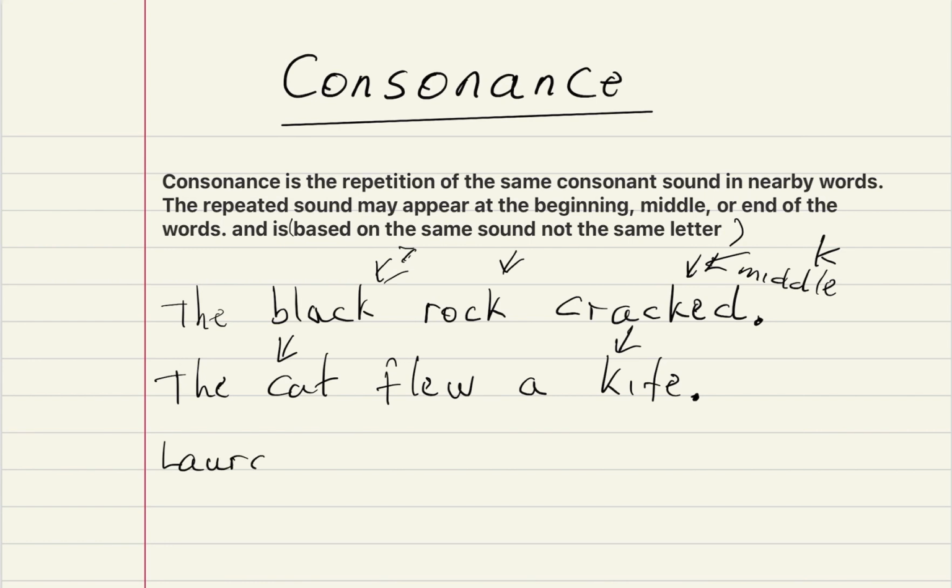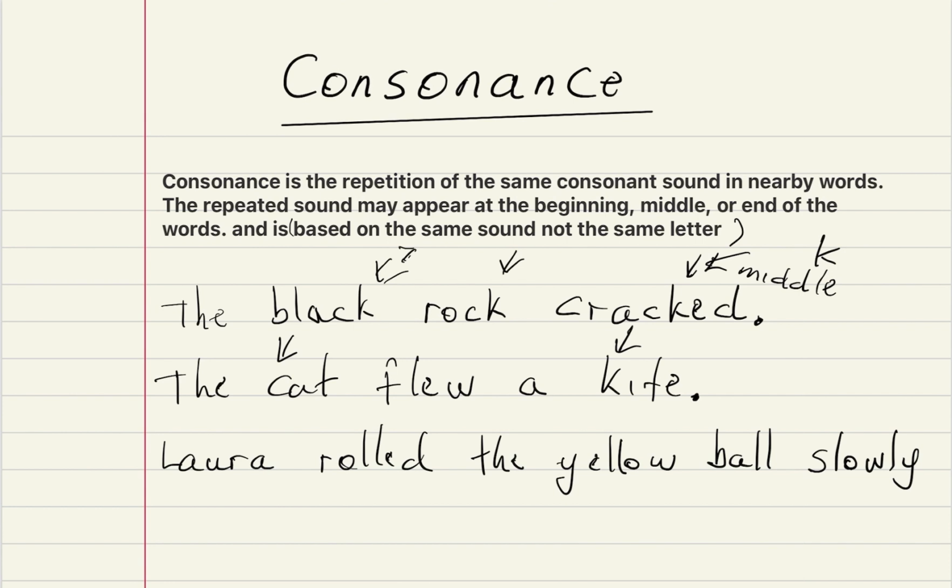Laura rolled the yellow ball slowly. In this case, there's a repetition of the letter L. If you hear that, it's L here, L here, L at the end, and L here. And again, you can see these letters are not at the beginning of the words. They're sometimes in the middle, at the end. So that's what we mean in that definition of consonance.